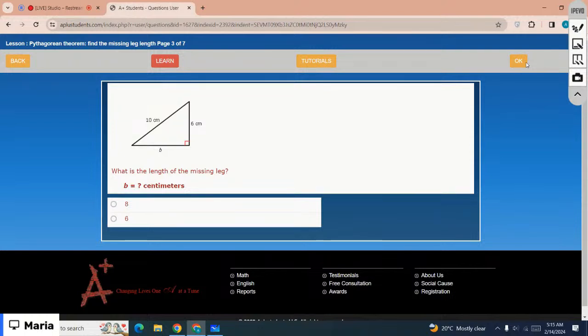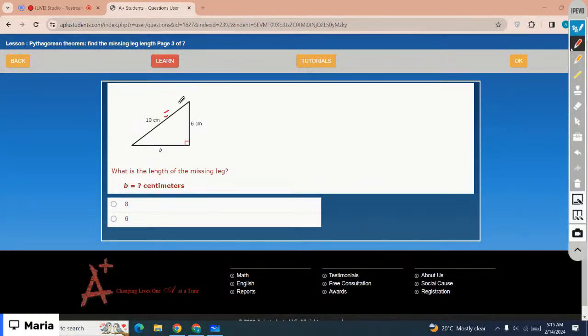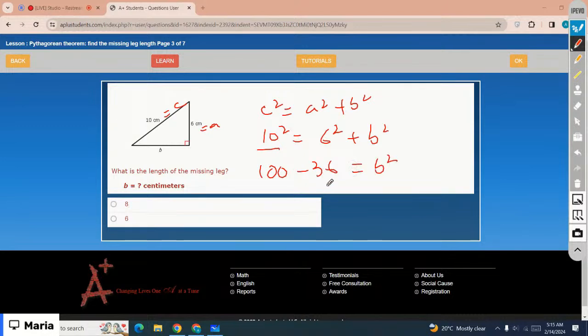Okay, what is the length of the missing leg? So which is the correct option? Okay, let's just calculate the missing side length, right? C equals 10. This is C, right? C square equals A square plus B square. This is A. Here you have 10 square equals 6 square plus b square. 10 square is 100 and 6 square is 36. So 100 minus 36 equals b square.